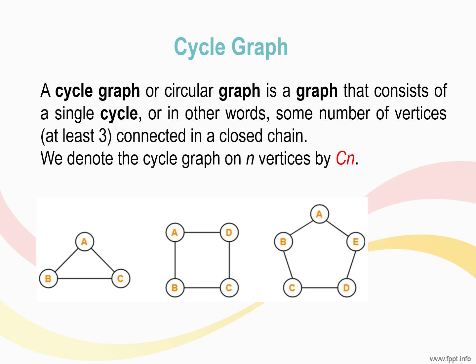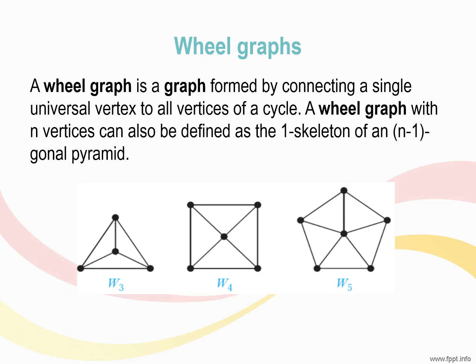Cycle graph. A cycle graph or circular graph is a graph that consists of a single cycle, or in other words, some number of vertices, at least 3, connected in a closed chain. We denote the cycle graph on n vertices by Cn. Here we have 3 examples of a cycle graph. The first graph from the left is C3. The graph in the middle is denoted as C4, while the graph from the right is called C5.